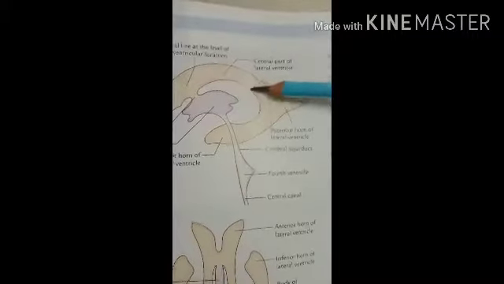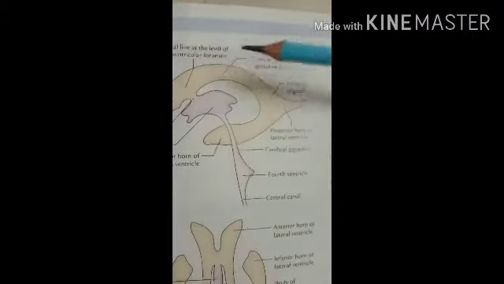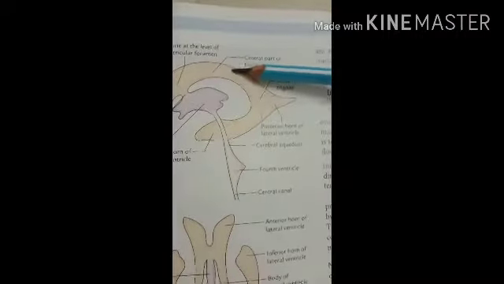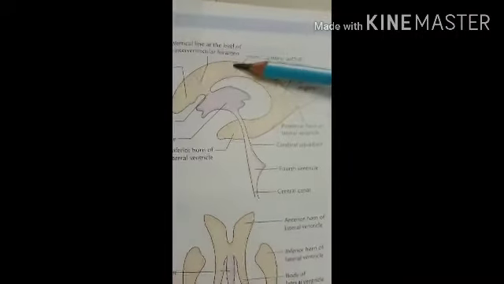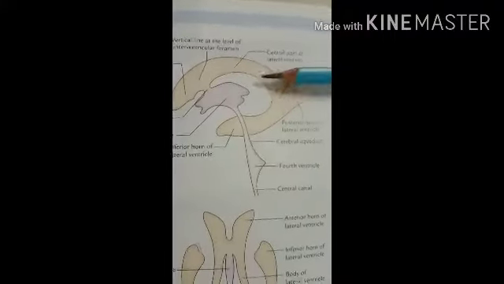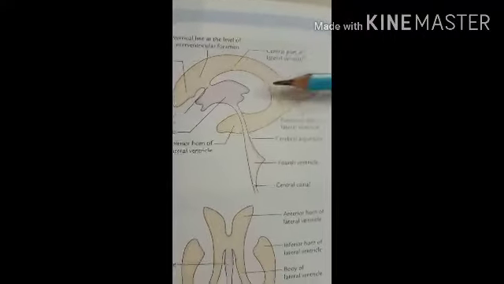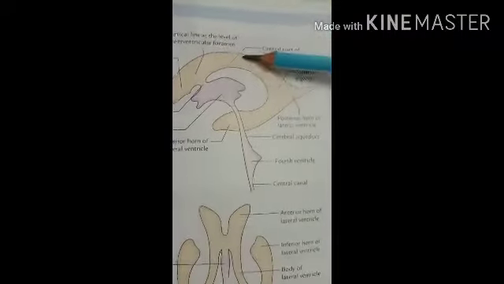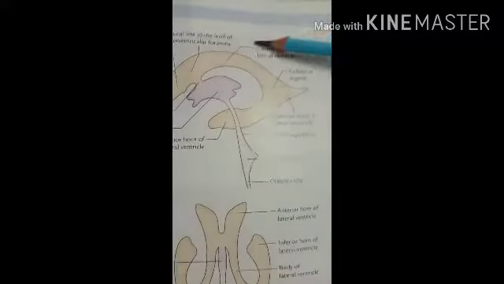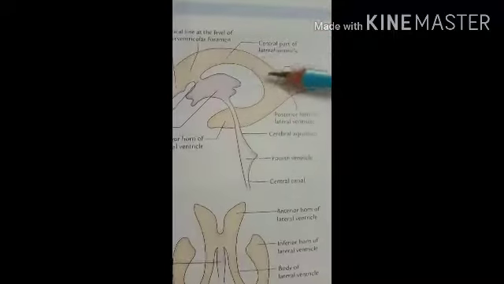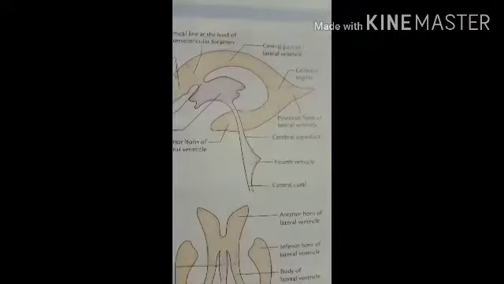So it shows the floor, the roof, and the medial wall. First see the floor. The floor, from lateral to medial side, is formed by the body of the caudate nucleus, stria terminalis, and the thalamus. Then the roof is formed by the body of the corpus callosum. And the medial wall is formed by the septum pellucidum.